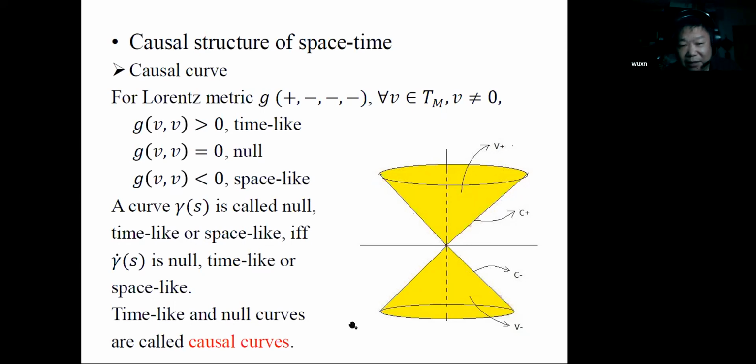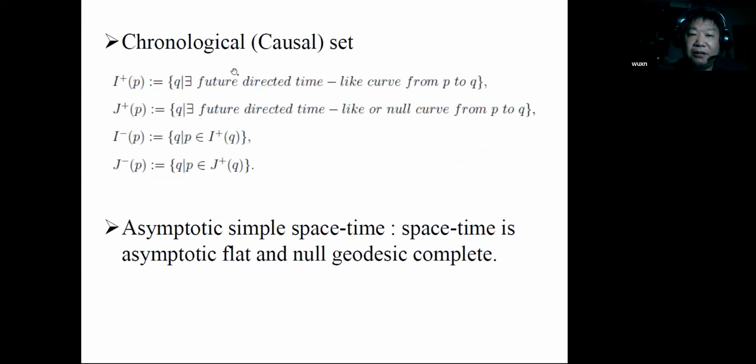That means that if two points are connected by a time-like curve or a null curve, the two points can have some physical relation. That is based on the very famous assumption of relativity: any signal or energy cannot be transported faster than the speed of light. We also need to define some chronological sets or causal sets.